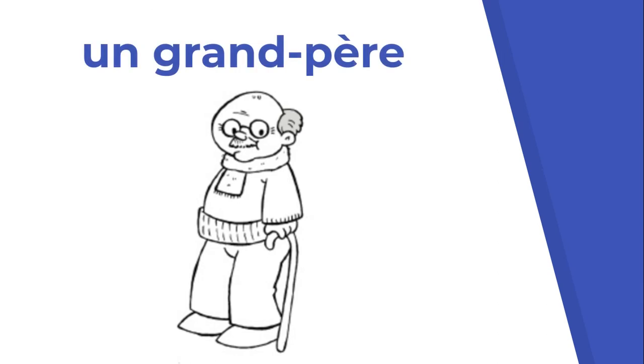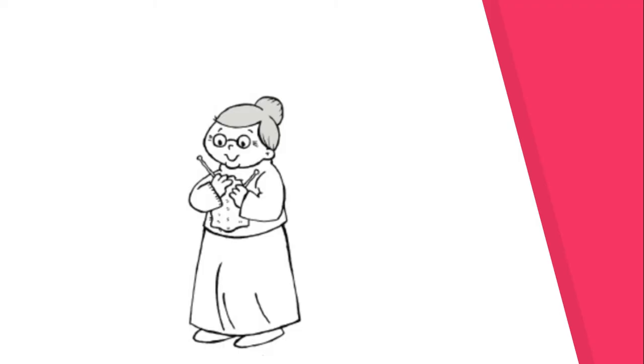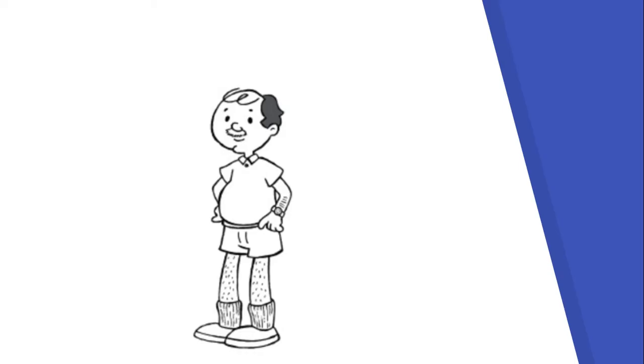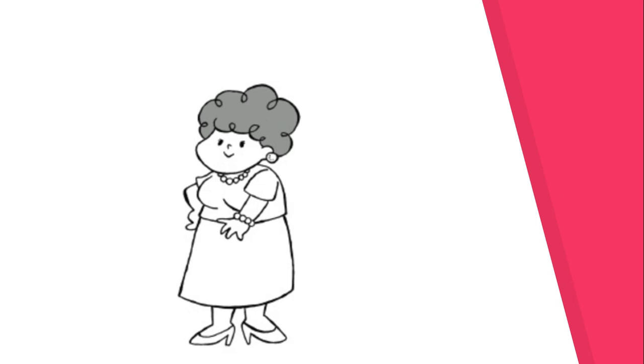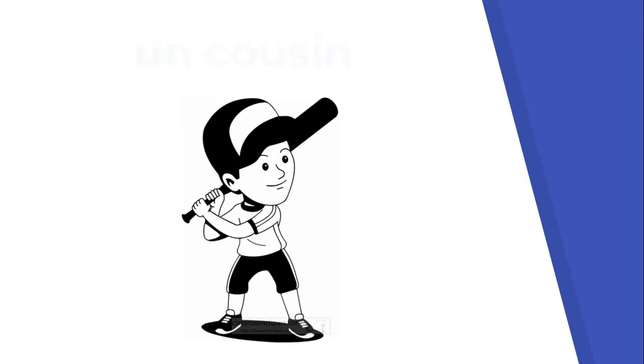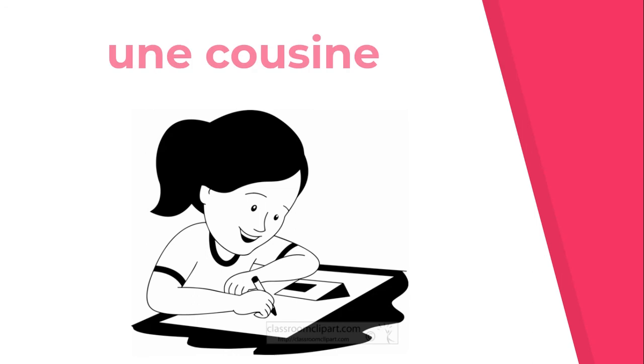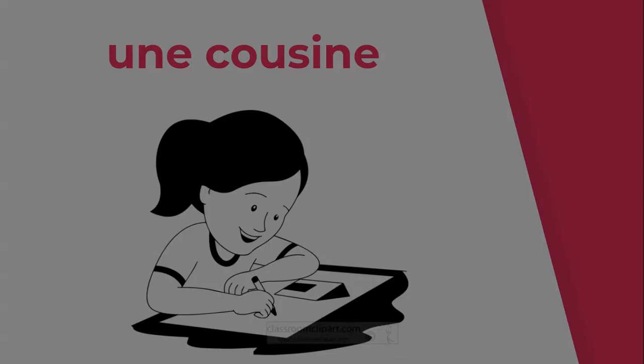3, 2, 1. Un grand-père. 3, 2, 1. Une grande-mère. 3, 2, 1. Un oncle. Bien. 3, 2, 1. Une tante. Good. You guys are getting fast. 3, 2, 1. Un cousin. Bien. 3, 2, 1. Une cousine.